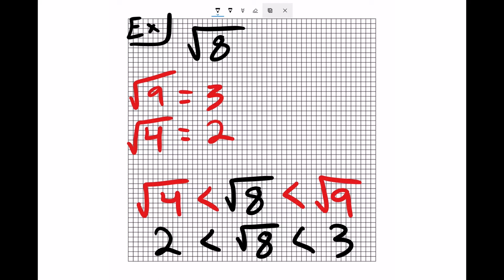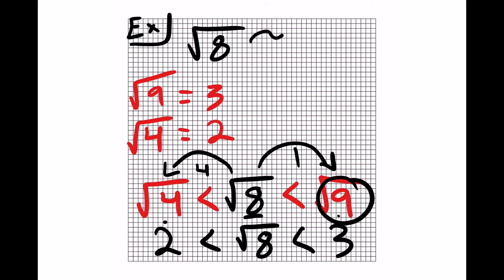To determine which one of these two values it is closest to, simply look at your original number and determine, is my original number closer to this number or to that one? In this case, the difference between 8 and 4 is 4. The difference between 9 and 8 is 1. Having a smaller difference, it is closer to 9. Meaning that your square root, or the square root of 8, is approximately 3. Let's do another example.